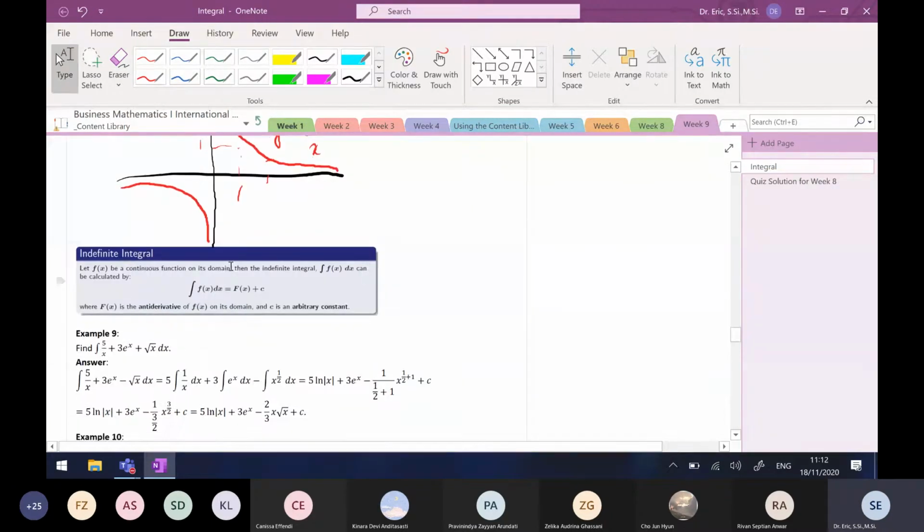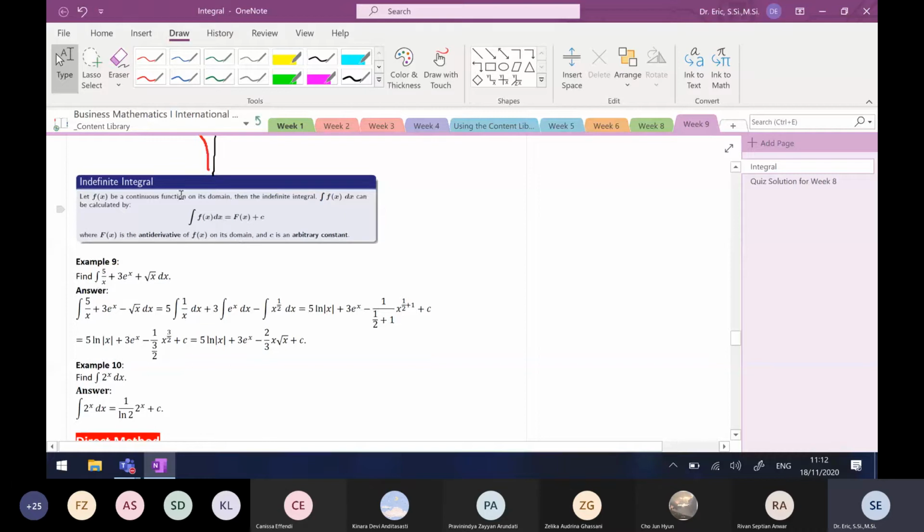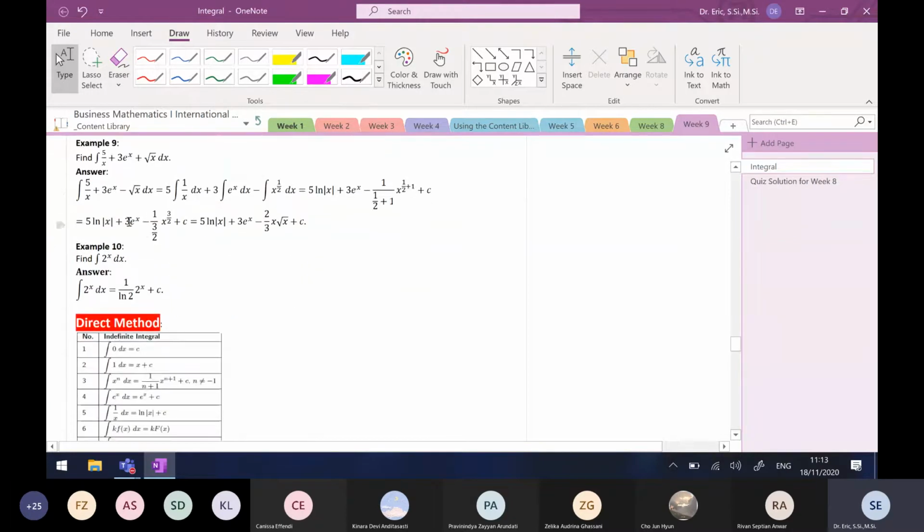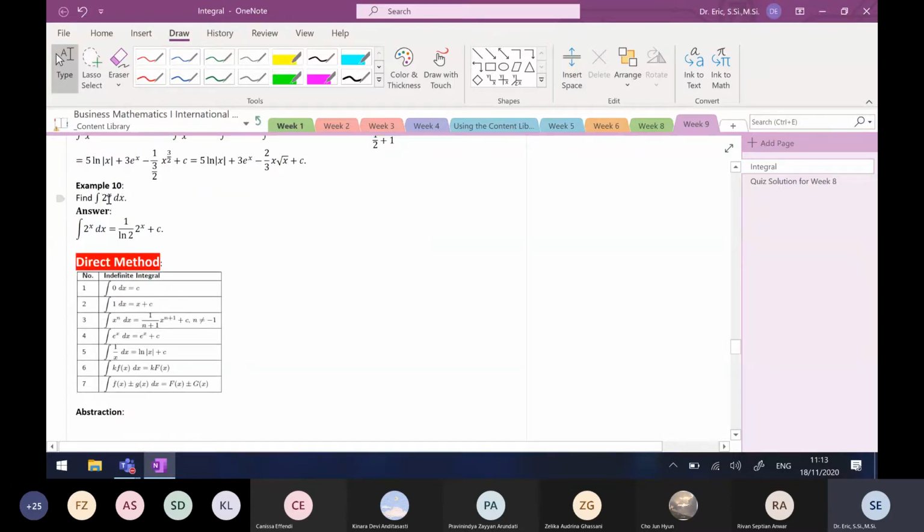Okay, the indefinite integral. The indefinite integral is just the antiderivative plus a constant, and you can apply all of the properties. So if you have the integral of 5 over x plus 3 e to the x minus this, you can separate this into 5 times this plus 3 times this minus this, and you can just calculate this using the antiderivative formula. You have this one and this one, and don't forget the plus constant. And example 10 is the integral of 2 to the power of x, which is just this.